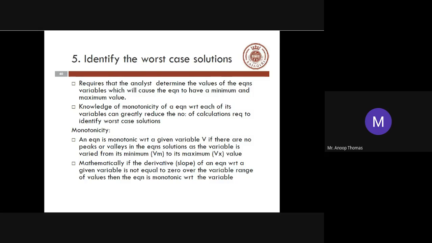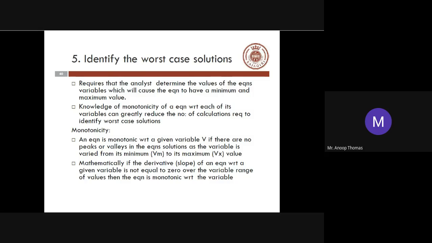Now you know the variables associated are x and y, and x has this particular range, y has this particular range. By substituting the values of x and y, when will you get the value of z with a minimum value? That might not be directly related to the minimum and maximum values of x and y. That's the whole point. So you need to identify it with respect to a variable v. An equation is monotonic with respect to a given variable v if there are no peaks or valleys in the equation solutions as the variable is varied from its minimum to its maximum.